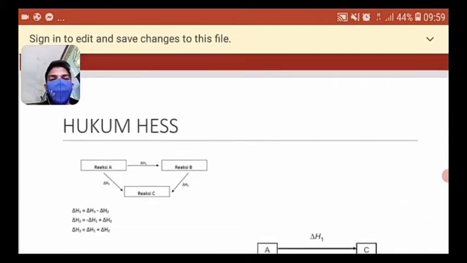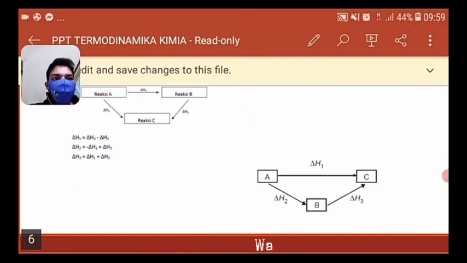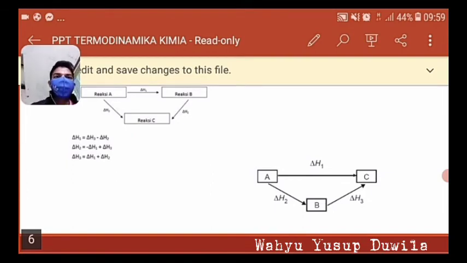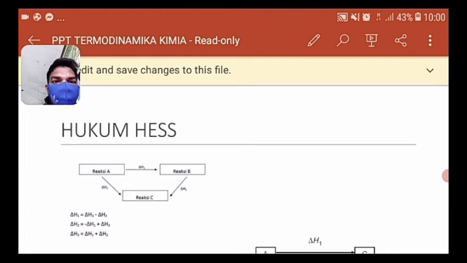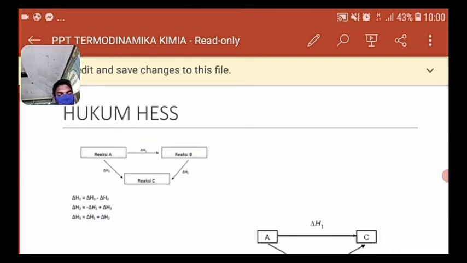I want to skip to Hess's law. The first thing I want to tell you about is what thermochemistry is. Thermochemistry talks about physical changes or chemical changes related to heat, right? The heat involved. So number one is Hess's law. I will talk about Hess's law right here.